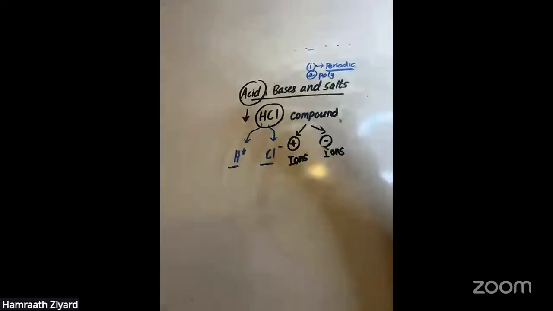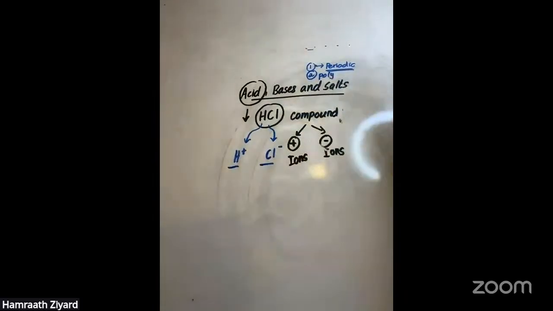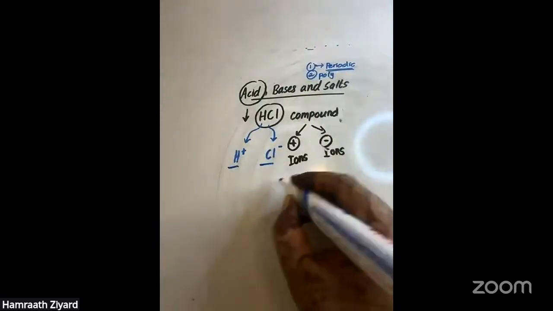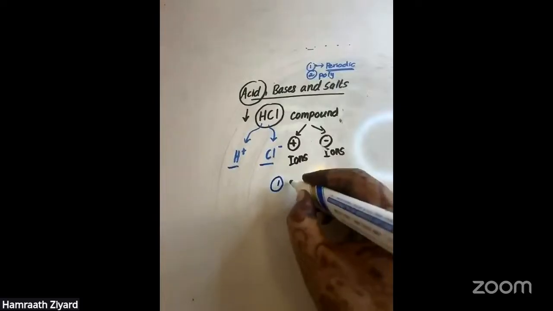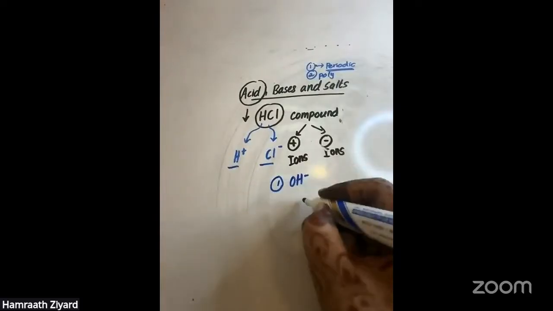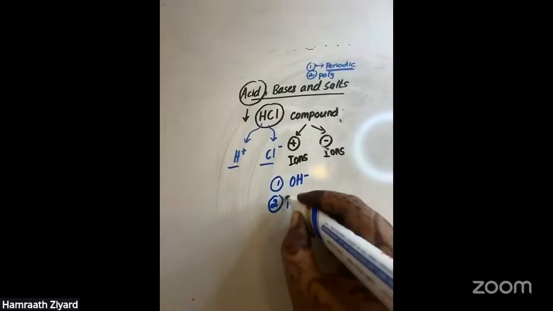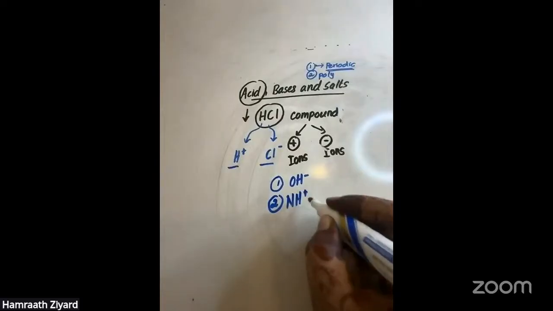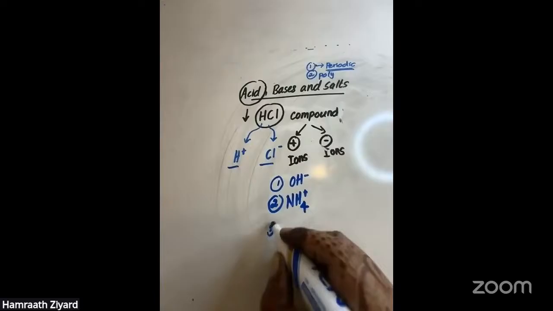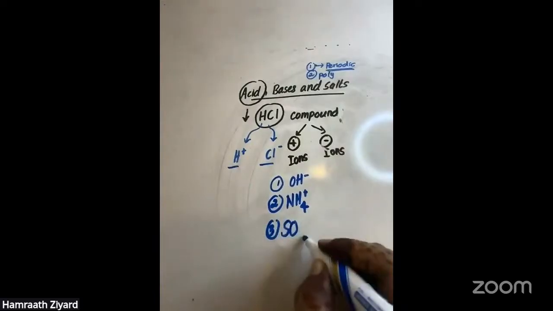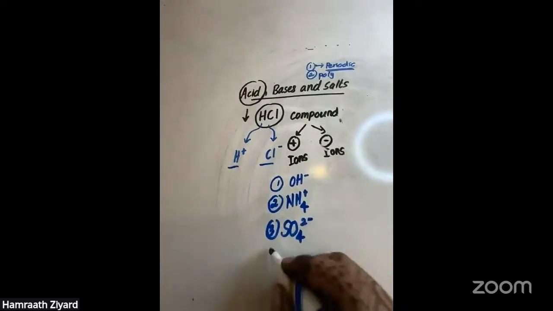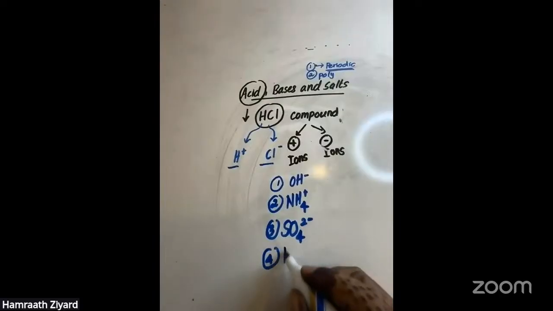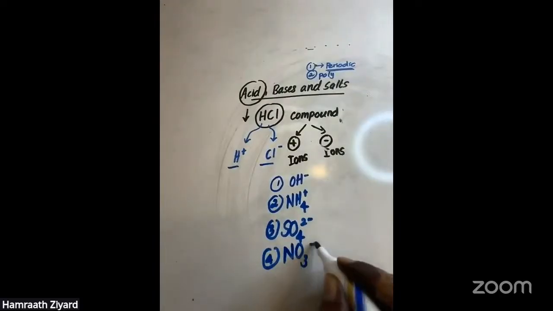What are the 6 main polyatomic ions we have to remember? It's very important. In this lesson, polyatomic ions are very, very important. I'll write them down for you. The first one, hydroxide. The second one, ammonium, NH4 plus. Then the third one is sulfate, SO4 2 minus. And the fourth one is nitrate, NO3 minus 1.